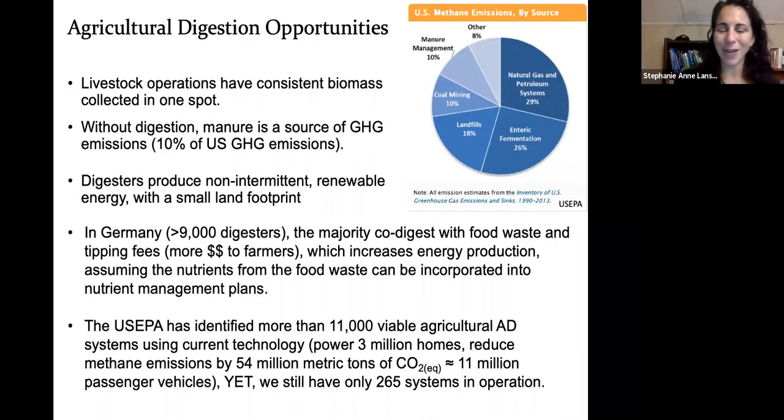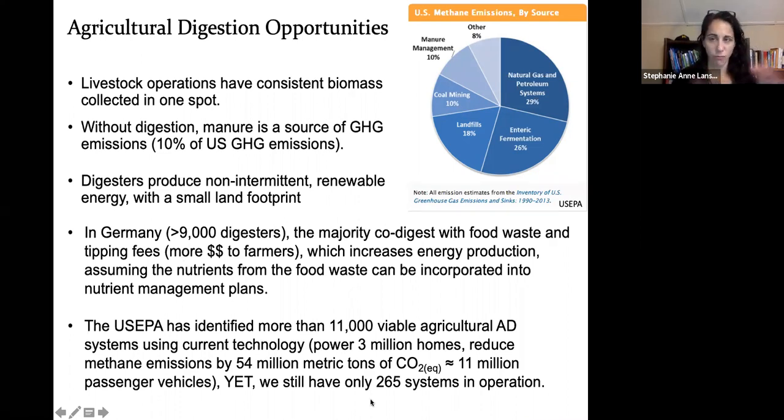Again, we do have the opportunities. As I said, it's not intermittent. Without digestion, manure is a source of greenhouse gases, that manure management. Again, we can get these tipping fees and money to farmers. And again, we have identified 11,000 systems with available technology, but they're just not being built at the rate that other countries are. So that's digestion in a nutshell. Thank you very much.